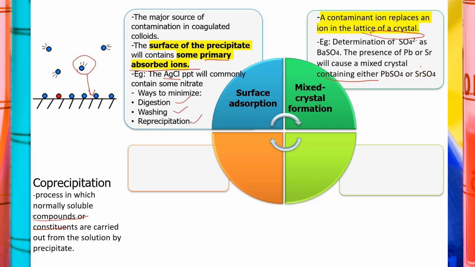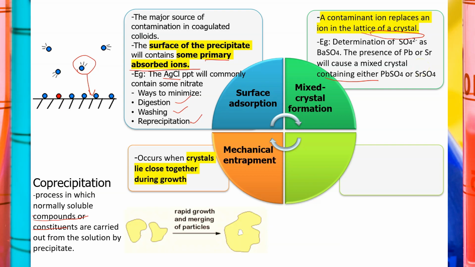The third type of co-precipitation process is mechanical entrapment. In this process, impurities are carried out from the solution when the crystals lie together with the impurities during growth. Referring to this picture, when the impurities are surrounded by the particles and the particles start to grow and merge, the impurities become entrapped inside the particles and are carried out from the solution together with the particles.